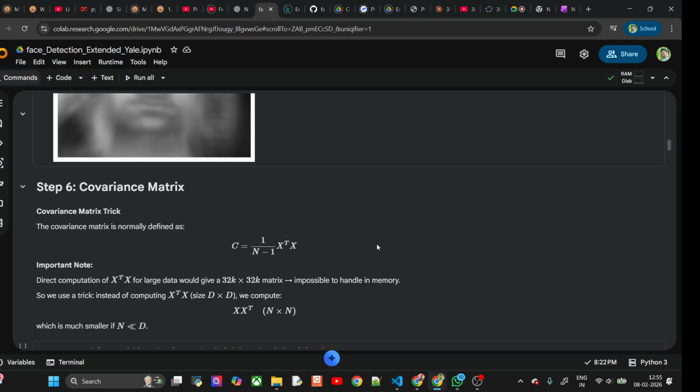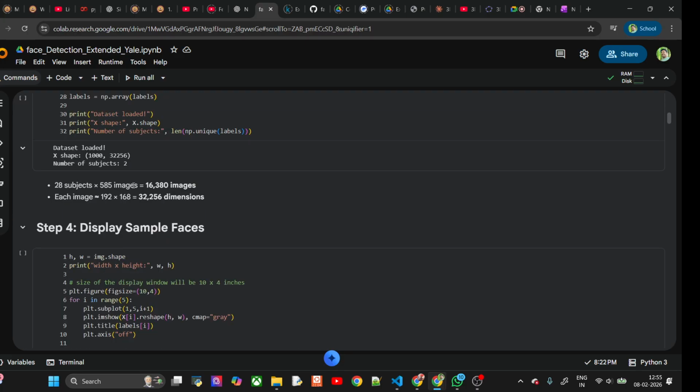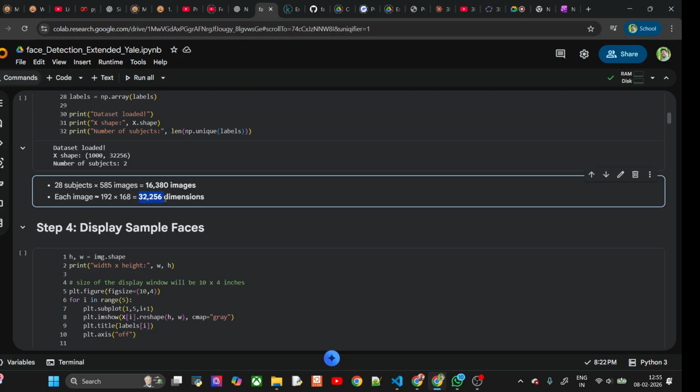But as I mentioned, why are we going with x transpose x here? The dimension d here is 32,256. You know the covariance matrix C is of d cross d, meaning 32,256 cross 32,256. That is the size of your covariance matrix.